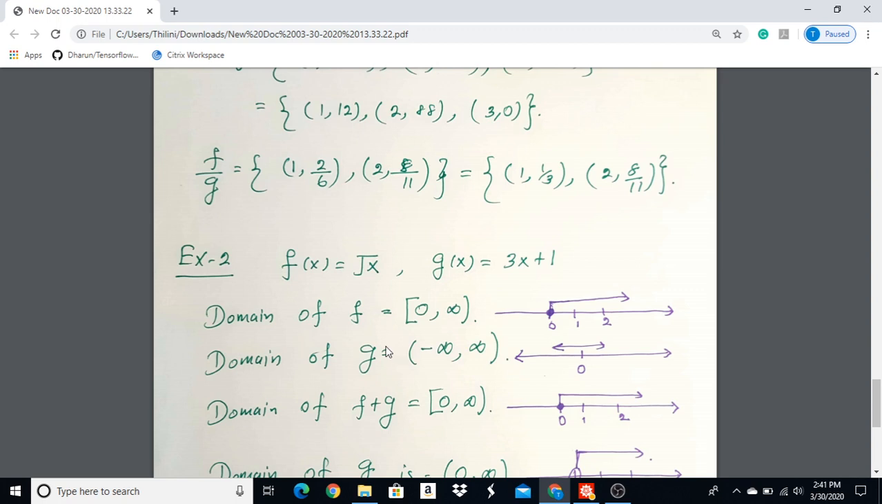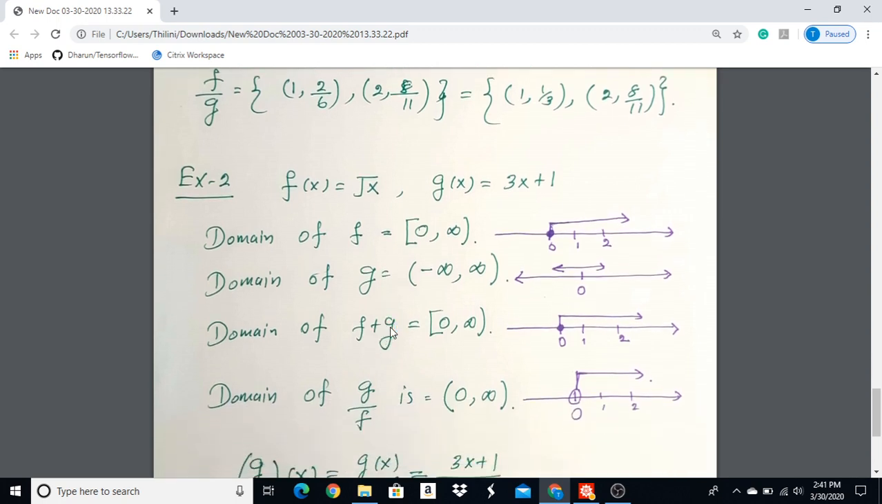Now let's say we want to determine the domain of f plus g. The same concept applies: we need to find the intersection, or common values, of these two intervals. The first one starts at 0 and goes to infinity, and the second one takes all the values on the real line. So the common values are only from 0 to infinity. That is the domain of the f plus g function.